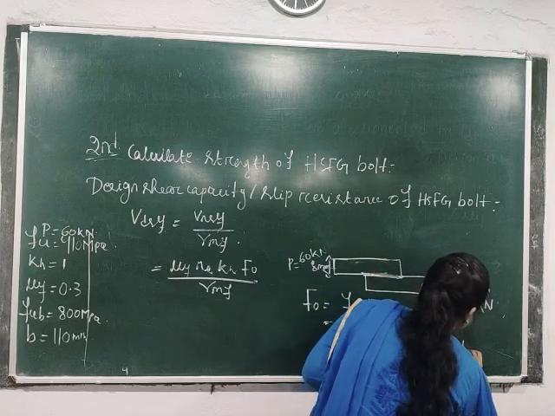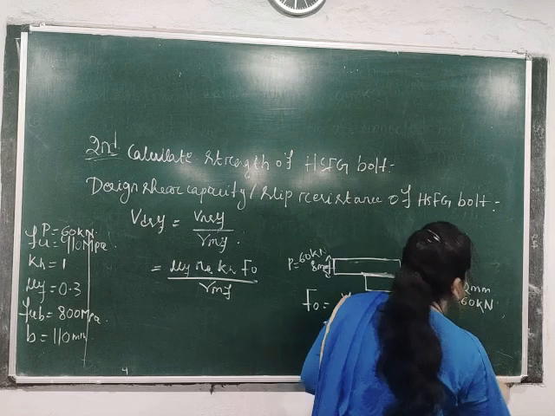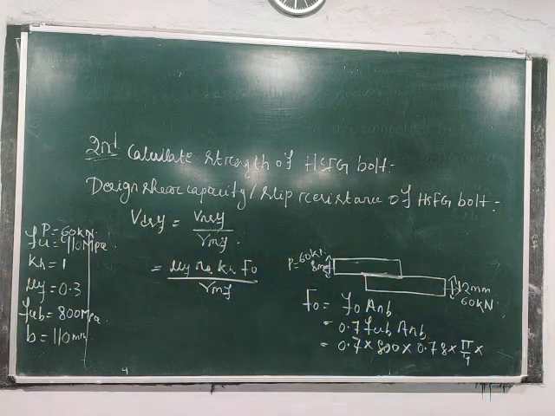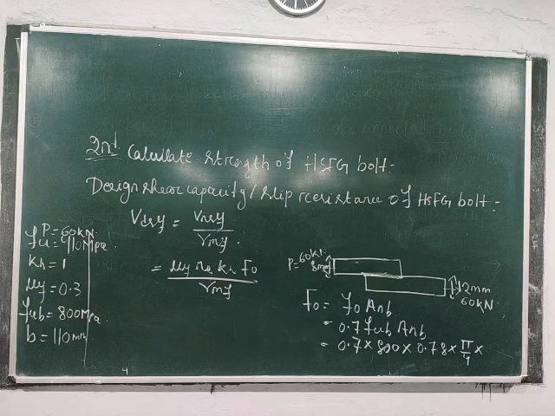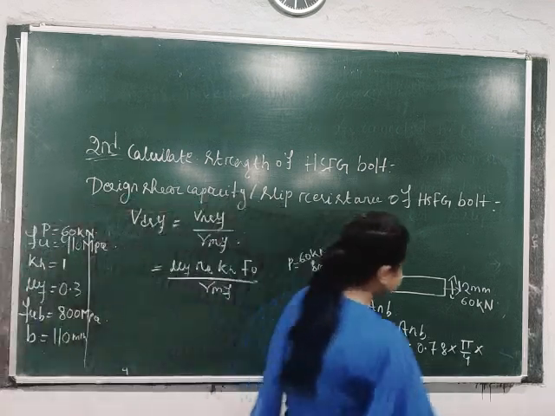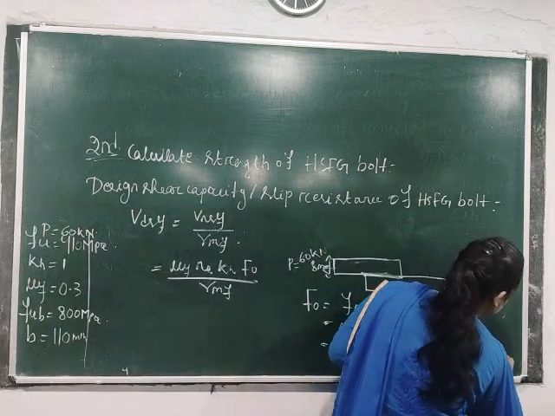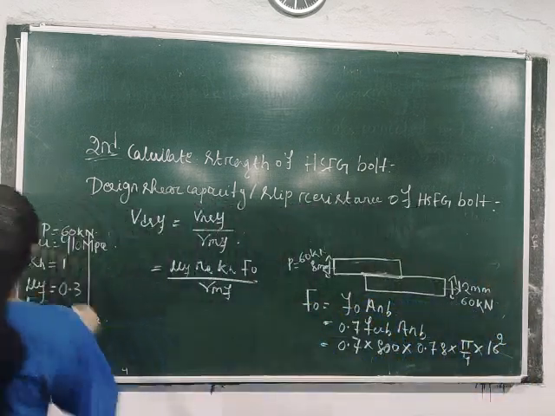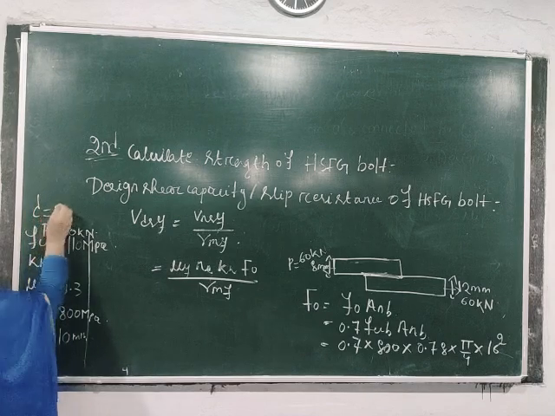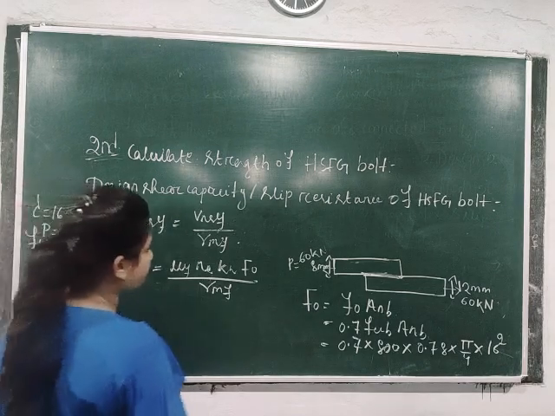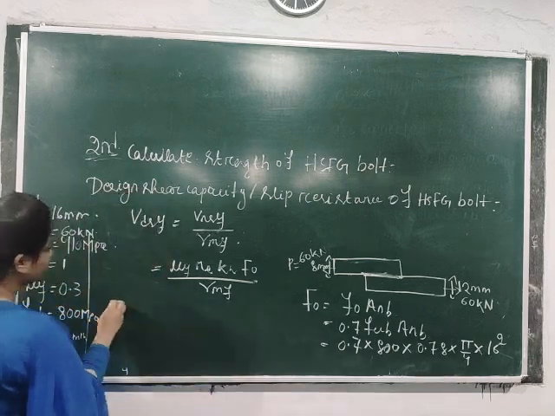The net area of the bolt can be calculated by 0.78 into pi by 4 into d square. The diameter of the bolt is not given in the question, that's why we have determined the diameter of the bolt from Unwin's formula in the first step, and the diameter of the bolt is 16 mm. So just write the diameter of the bolt, that is 16 mm that we have taken. Then put all the values in the formula.